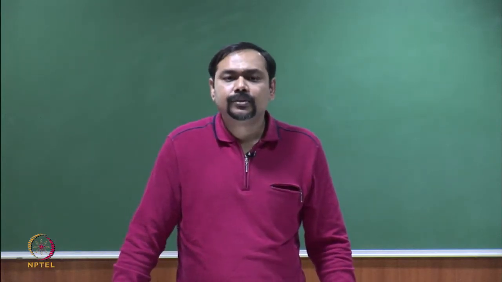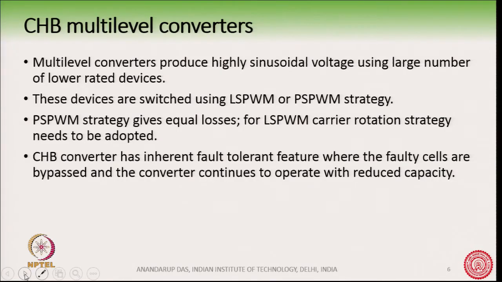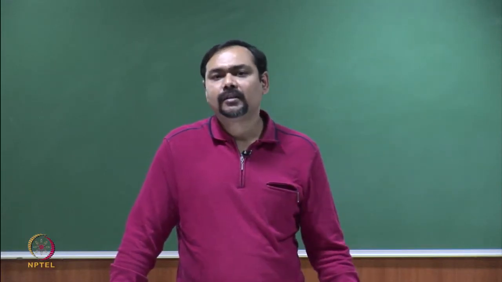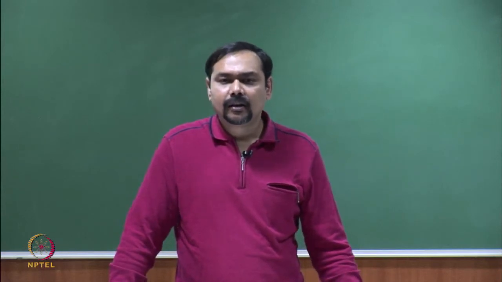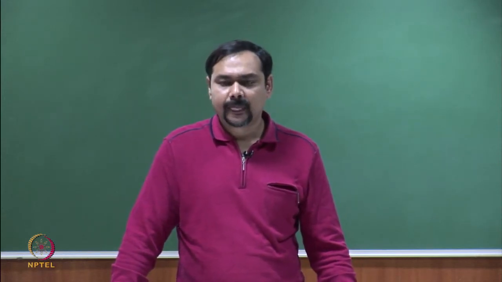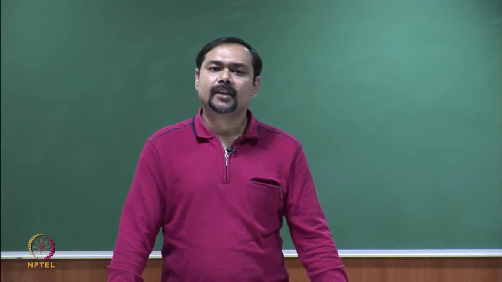Next we went to the CHB multilevel converters. So, why did we go into a multilevel converter? Because multilevel converters can produce highly sinusoidal voltage using a large number of lower rated devices. So, instead of using a 6.5 kV IGBT, it may be attractive to the industry to use 3 numbers of 2.3 kV IGBTs. Often this is useful.